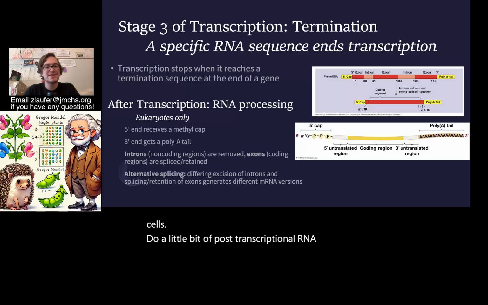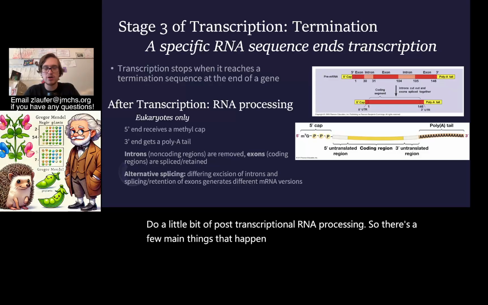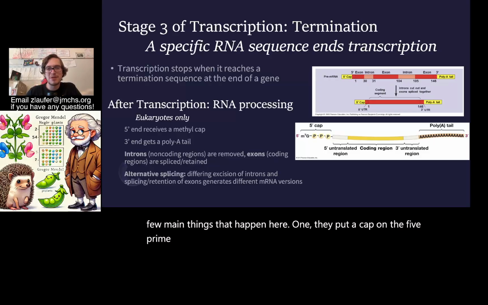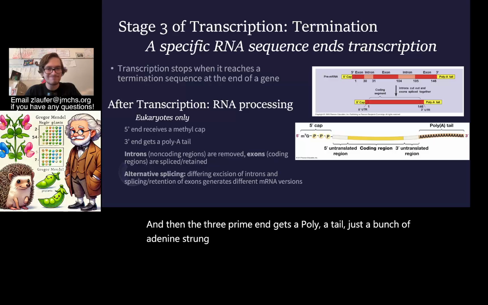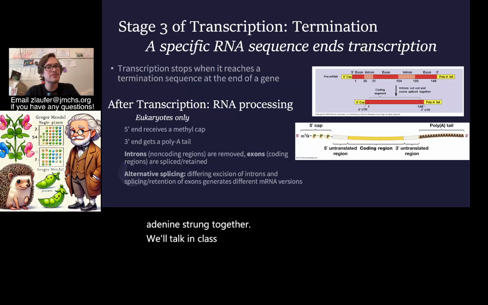So there's a few main things that happen here. One, they put a cap on the 5' end. It's a methyl cap. It just protects the mRNA. And then the 3' end gets a poly A tail, just a bunch of adenines strung together. We'll talk in class maybe about why we might have those. And then we have the introns and exons. So you may have seen those boxes at the back of my room.